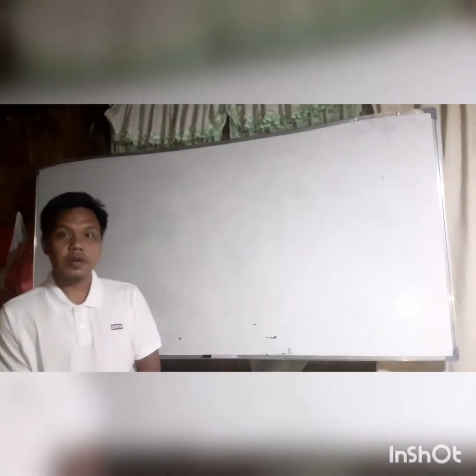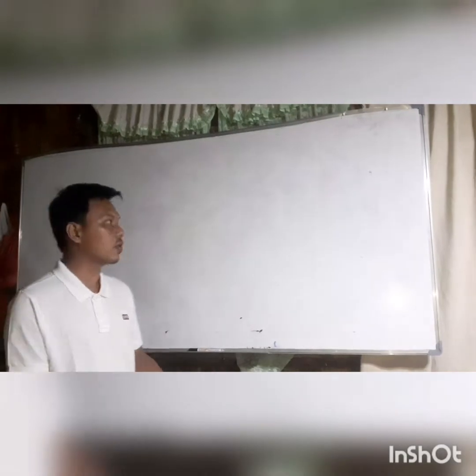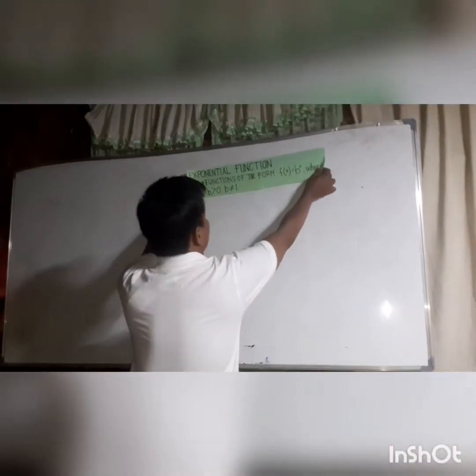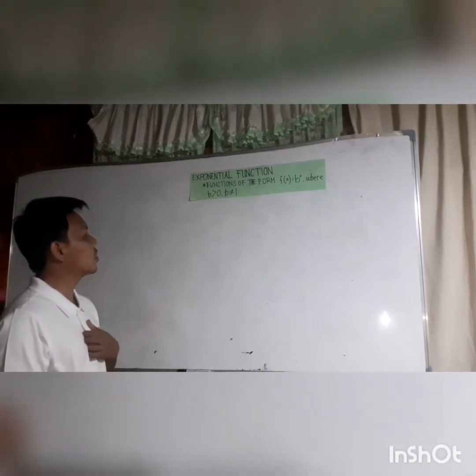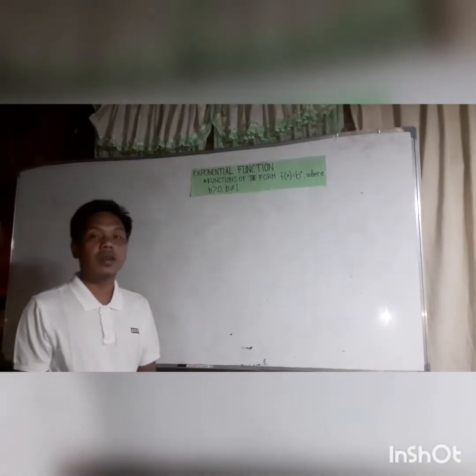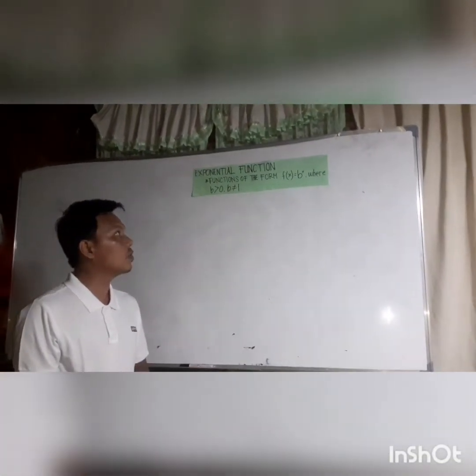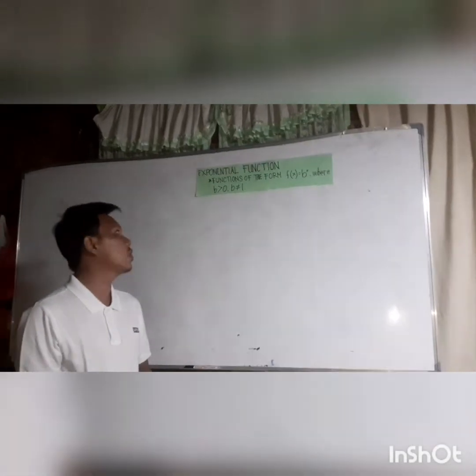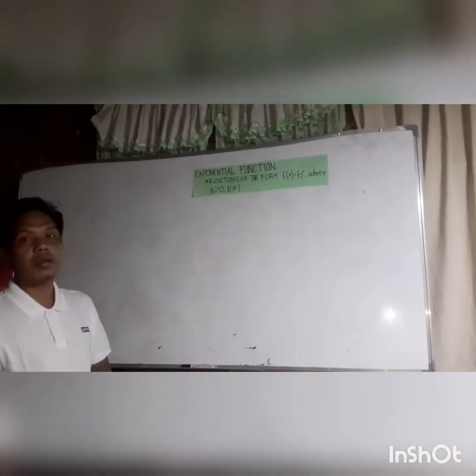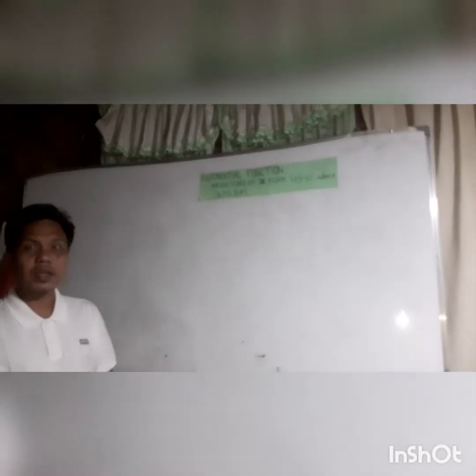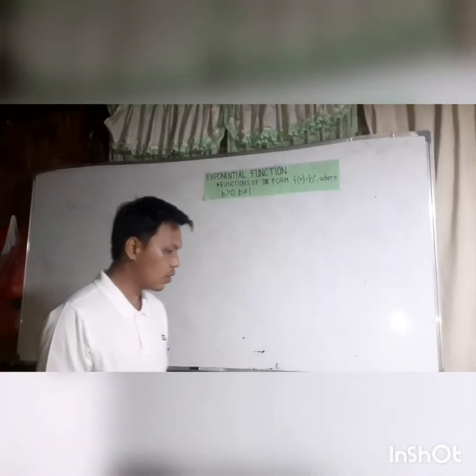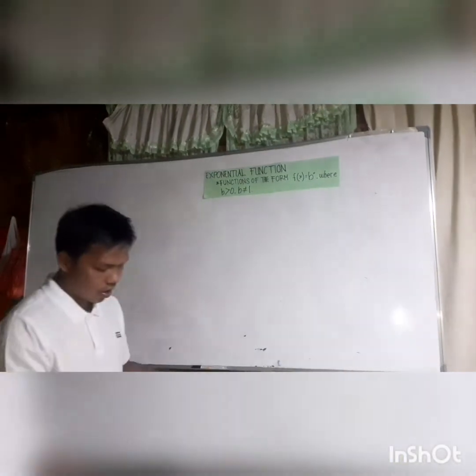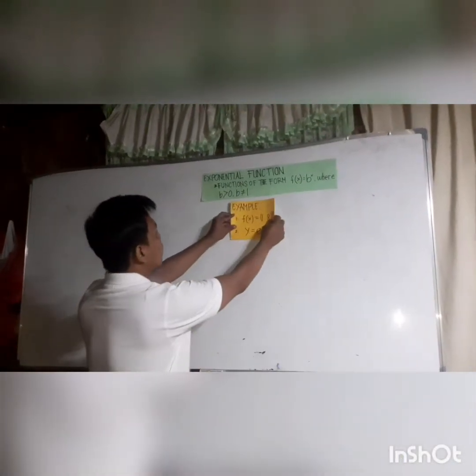So, first, what is an exponential function? Exponential functions are functions of the form f of x is equal to b to the x, where b is greater than 0 and b is not equal to 1. So, here's an example of an exponential function.